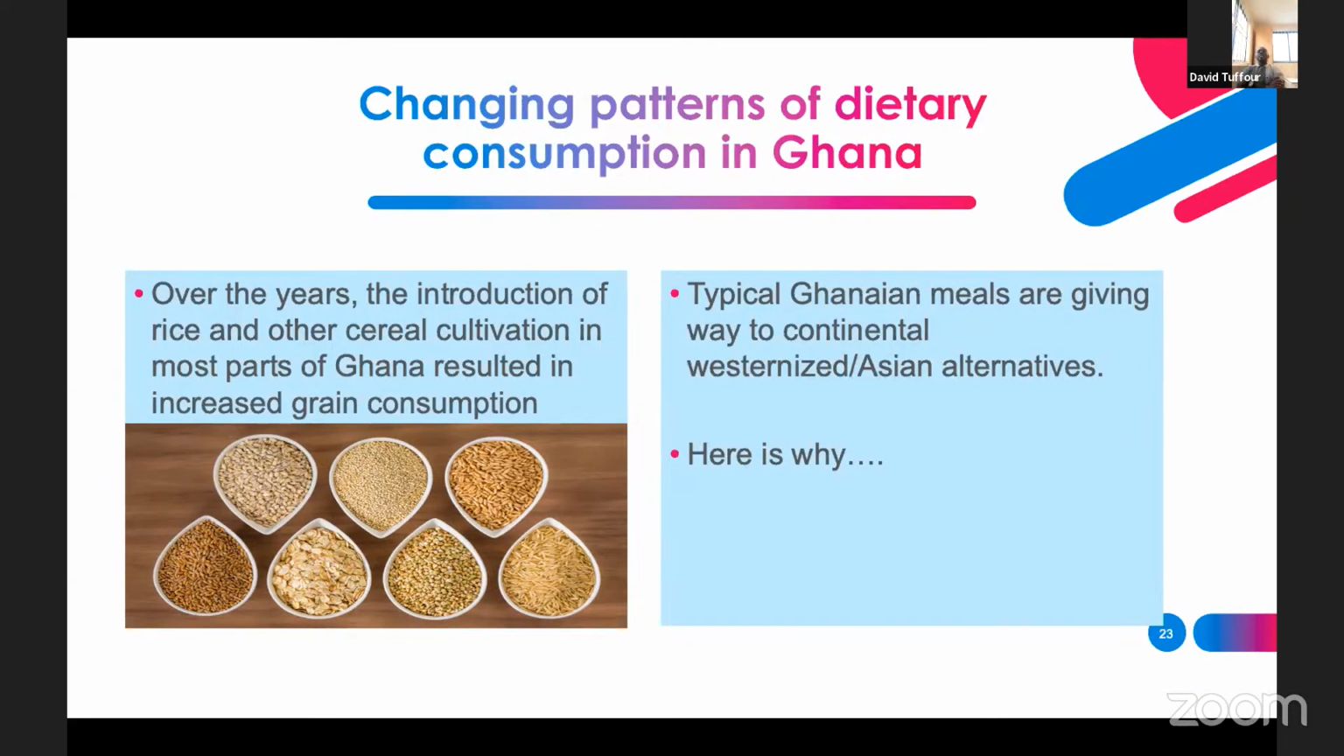All right, so over the years, the introduction of rice, okay, and I see I didn't mention rice in the previous slide. Over the years, the introduction of rice and other cereal cultivation in most parts of Ghana resulted in increased grain consumption. So Ghanaians are now cultivating rice, local production of rice, and also the importation of rice from other countries. I know that one has a greater chunk compared to the ones that is produced locally. So typically, Ghanaian meals are giving way to the continental, westernized, Asian alternatives. And here is why.